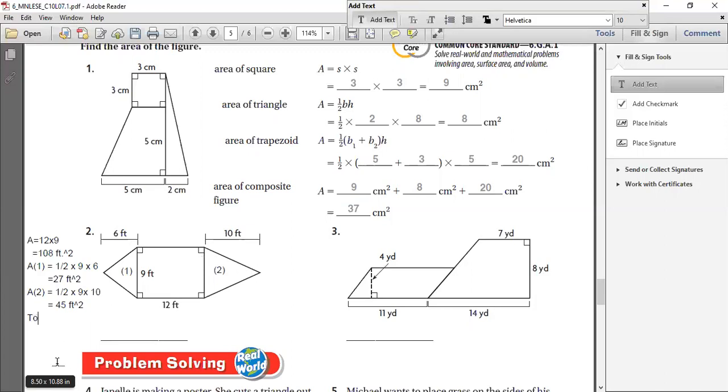Okay, so let's find the total area now. We have found the total area of this rectangle, and the area of triangle 1 and triangle 2. So let's add them all up. That's going to give me 108 plus 27 plus 45. Let me put the equal sign. 108 plus 27 will give you 135. 135 plus 45 will give you 180 square feet.